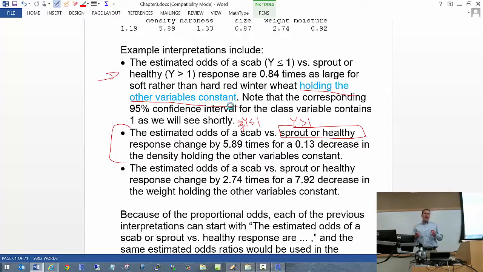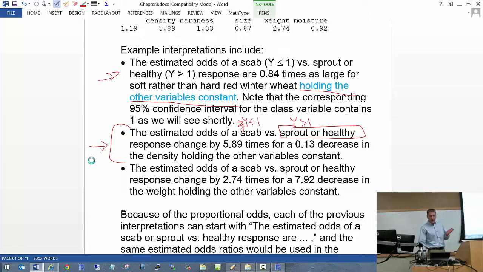Now remember, J doesn't actually matter here. So I could also word this with the same numerical odds ratio, same number. I could also word this odds ratio here with density as the estimated odds of a scab or sprout versus healthy response changed by 5.89 times for a 0.13 decrease. So in that particular case, then I'm saying y is less than or equal to 2 versus y is greater than 2.